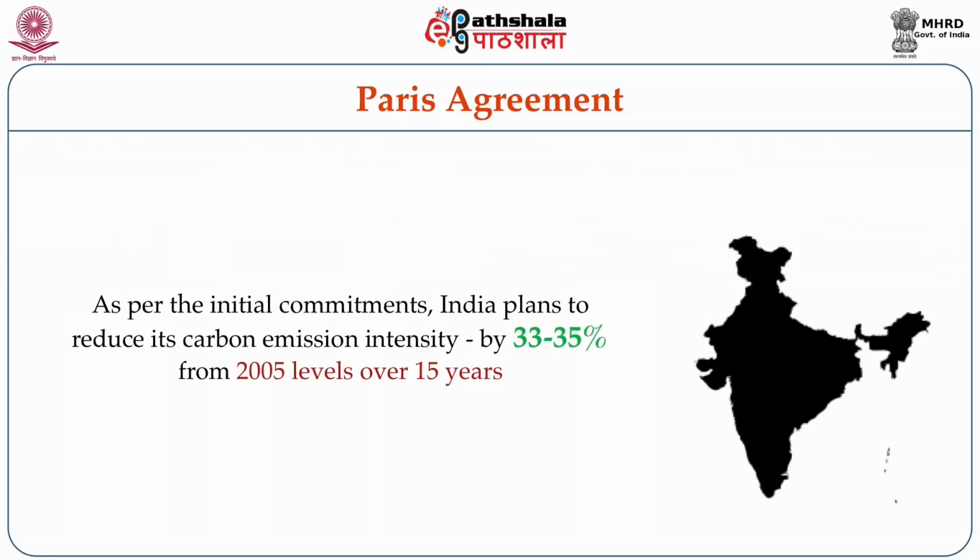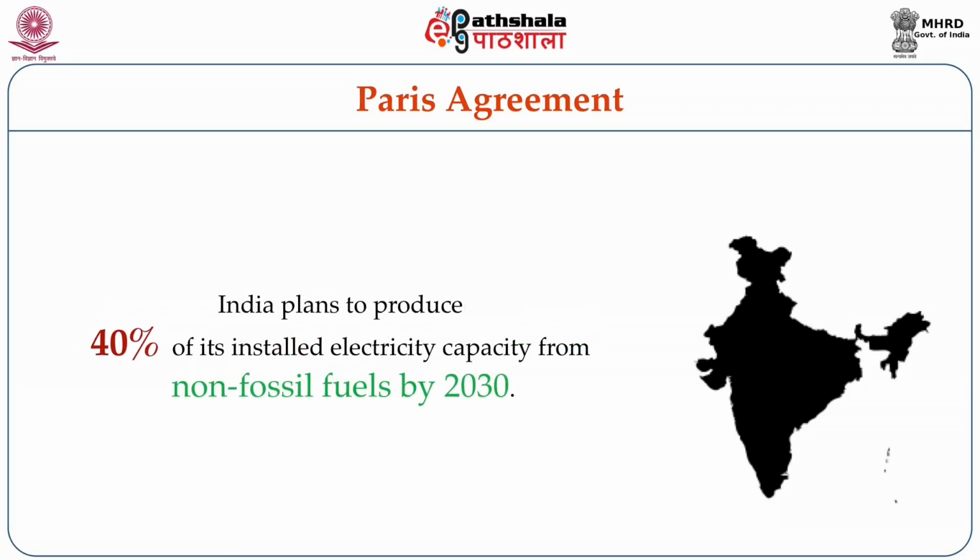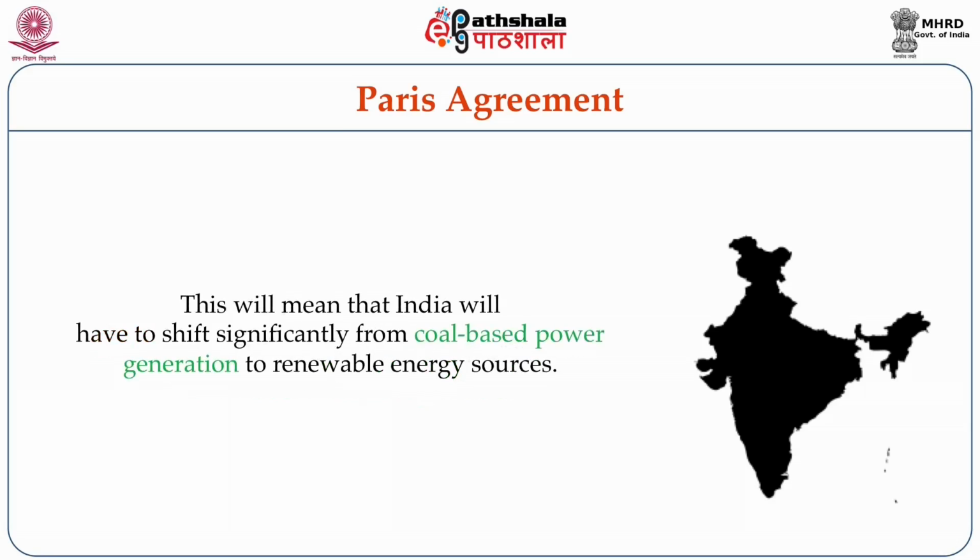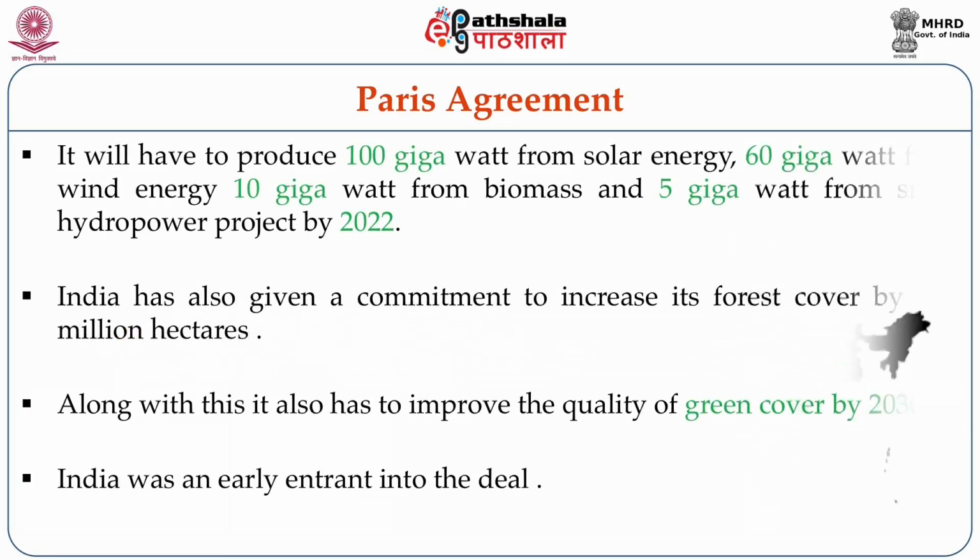As per our initial commitments, India plans to reduce its carbon emission intensity by 33 to 35% from 2005 levels over the next 15 years. India plans to produce 40% of its installed electric capacity from non-fossil fuels by 2030. This will mean that India will have to shift from coal-based power generation to renewable energy sources.